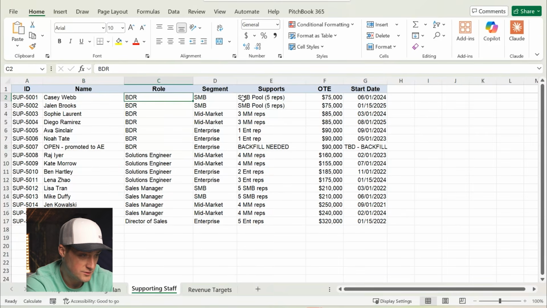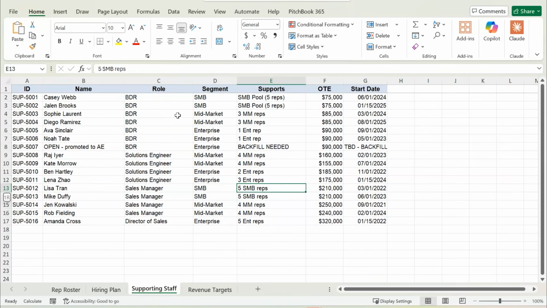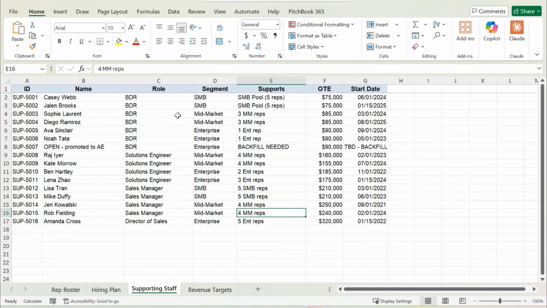And here's the supporting staff. So you've got BDRs, SEs, sales managers, and then a people manager. So hopefully this is enough. Lena supports 3 enterprise reps as an SE. Cool, so there's a ratio. Lisa supports 5 SMB reps as a sales manager. Okay, so that's our span of control.